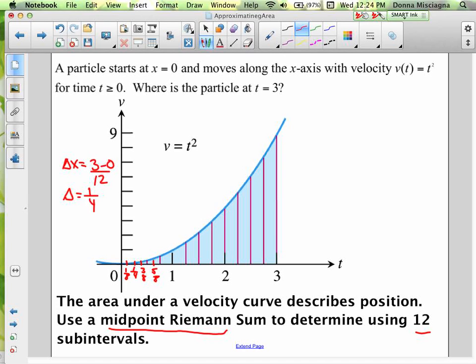So notice each time it's in between the right and the left. The left would have used 0 and then 1/4 and then 1/2, and the right would have used 1/4 and then 1/2, but the middle is going to use the halfway point. So 3/8 and 5/8 and so forth. And 1/8. Each time we're just going to go up by a 4th here.